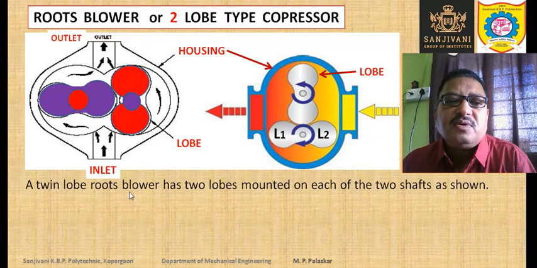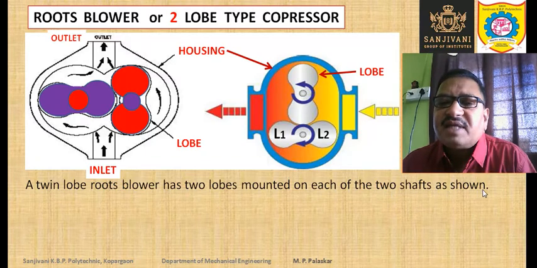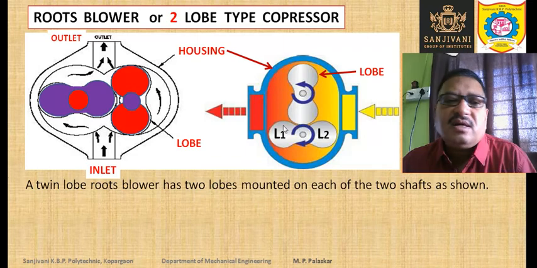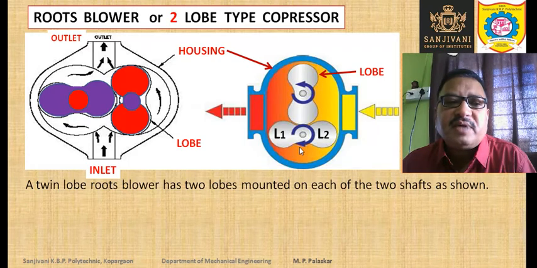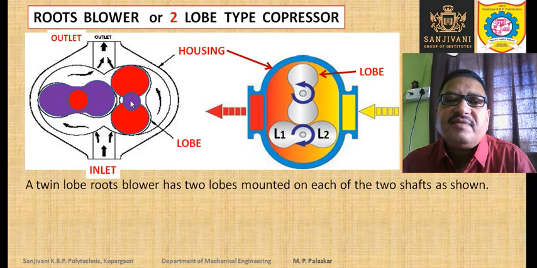A twin lobe Roots blower has two lobes mounted on each of the two shafts as shown. This is one shaft, this is another shaft. On this shaft one twin lobe is mounted, so two lobes are mounted on each of the two shafts. These are the two lobes mounted on this shaft, 1, 2, and on this shaft you can see these two lobes, 1 and 2, are mounted.